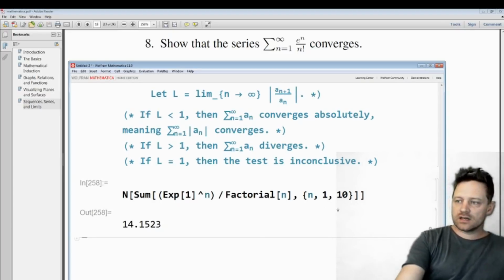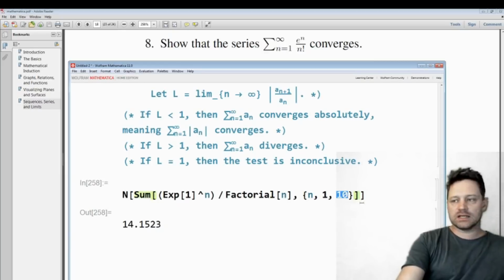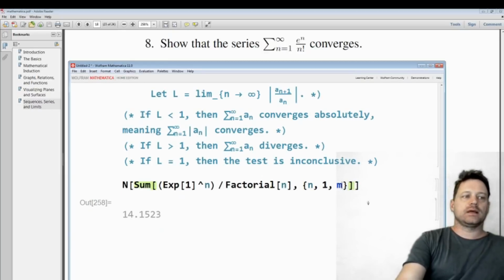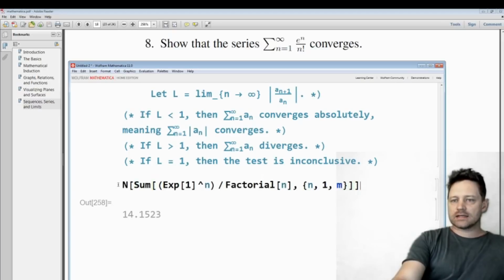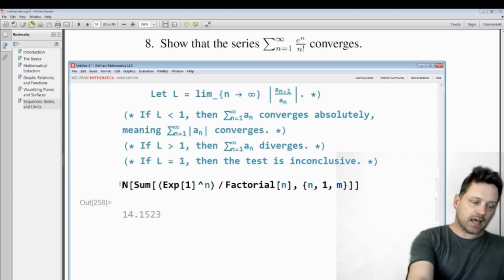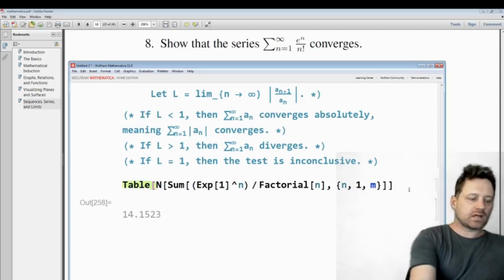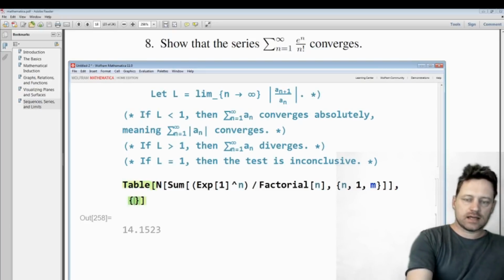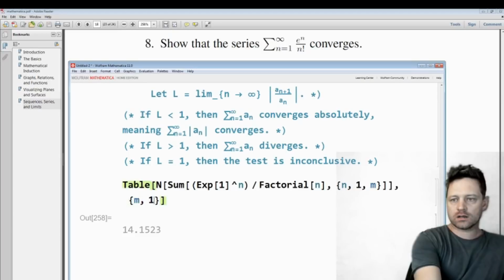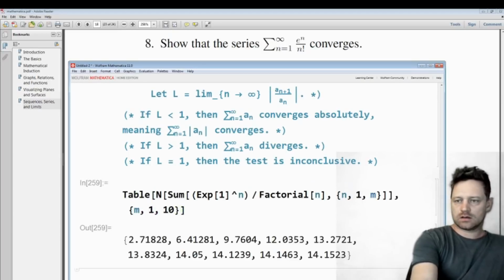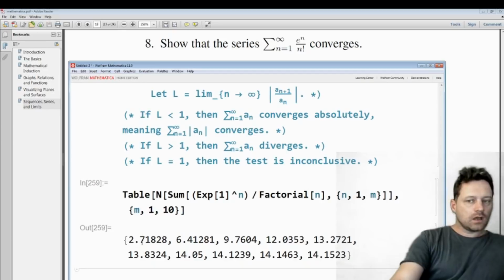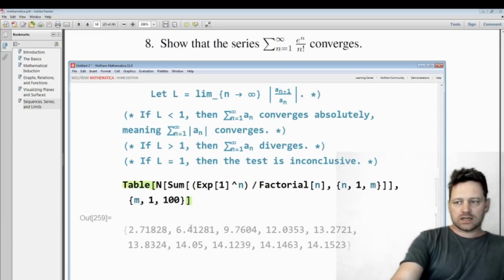But now what if we want to view this as we take our sum higher and higher? Rather than use 10 at the end of the sum, let's put an m there. Now that we have that, we can tabulate over the m. So let's do this, Table, and we'll table the m from 1 to 10. Shift enter, and we can see these increasing. So why stop at 10? Let's go to 100.